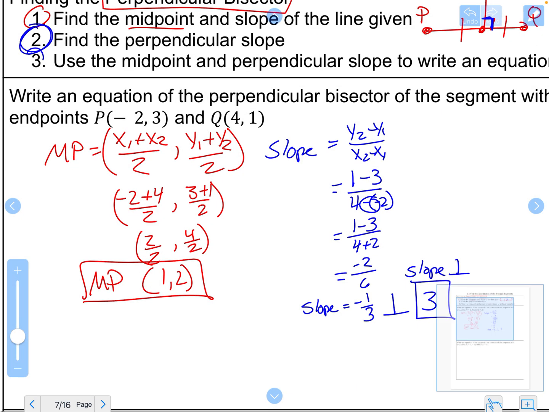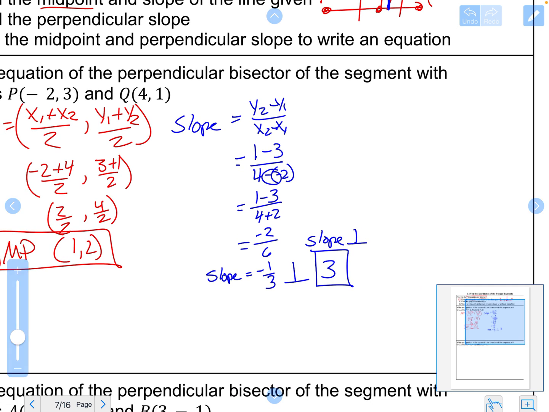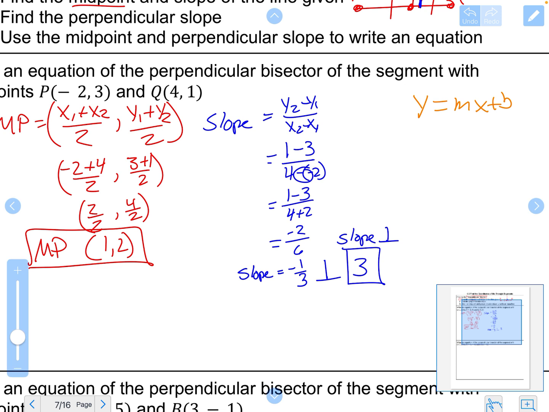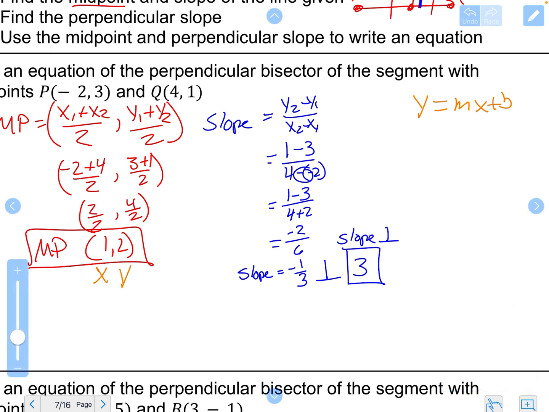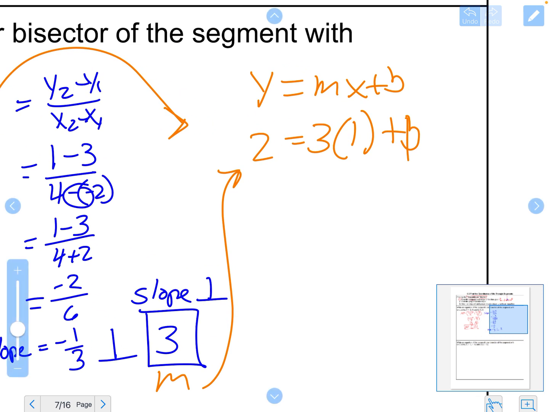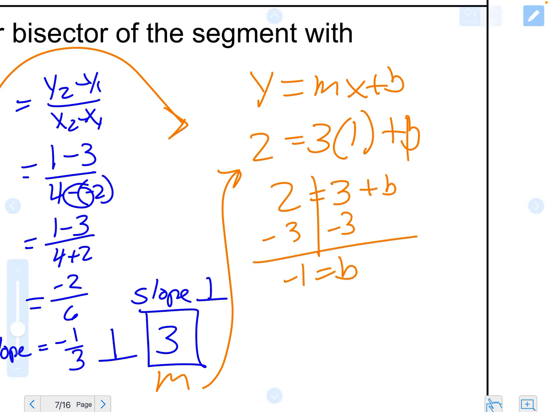And then finally, step 3. We're going to use the midpoint and our perpendicular slope, and we're going to write an equation. So we're going to use y equals mx plus b. So our midpoint is going to be our x and our y, and our 3 is going to be our m. So we're going to plug our 2 in here, as well as our slope times 1 plus b. So 3 times 1 is 3, so 2 equals 3 plus b. To move the 3 to the other side, we subtract, and we get a negative 1 for b.